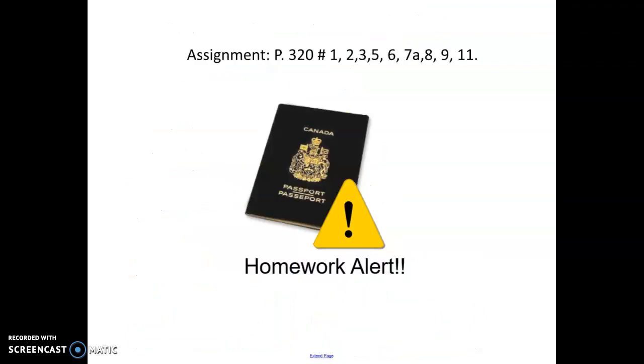We will then try the following textbook questions. This is now page 320, so part of section 6.4.